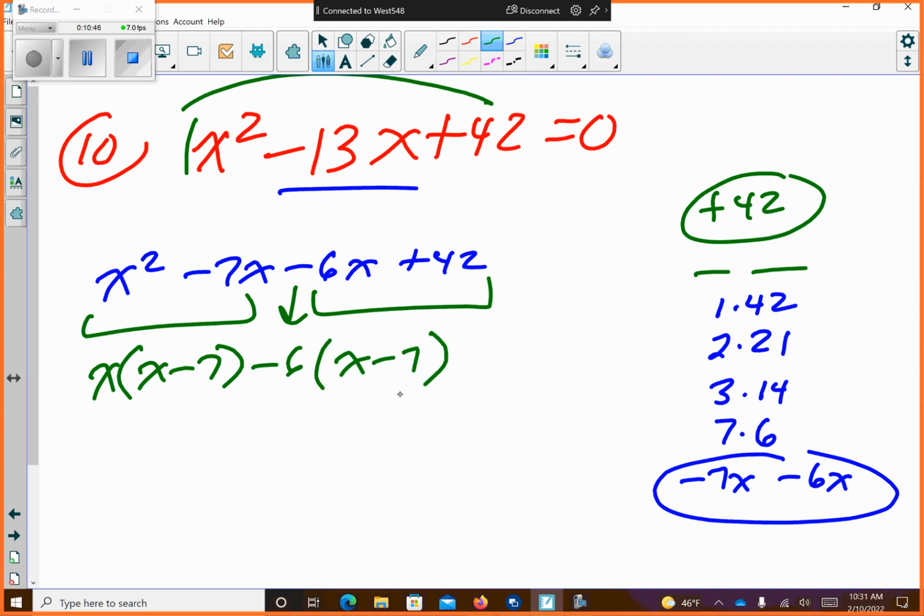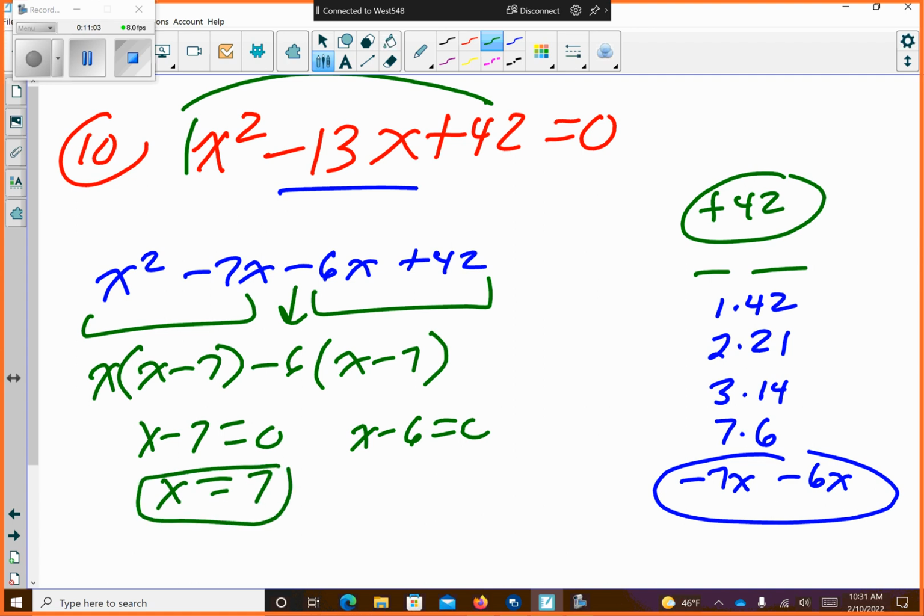All right. So do I have to set up the 2 binomials, or can I just go right to solving? You're right. So x minus 7 equals 0. And what's the other one? X minus 6 equals 0. Very good. So add 7 to both sides here. Add 6 to both sides here. All right. Almost done. Almost done.